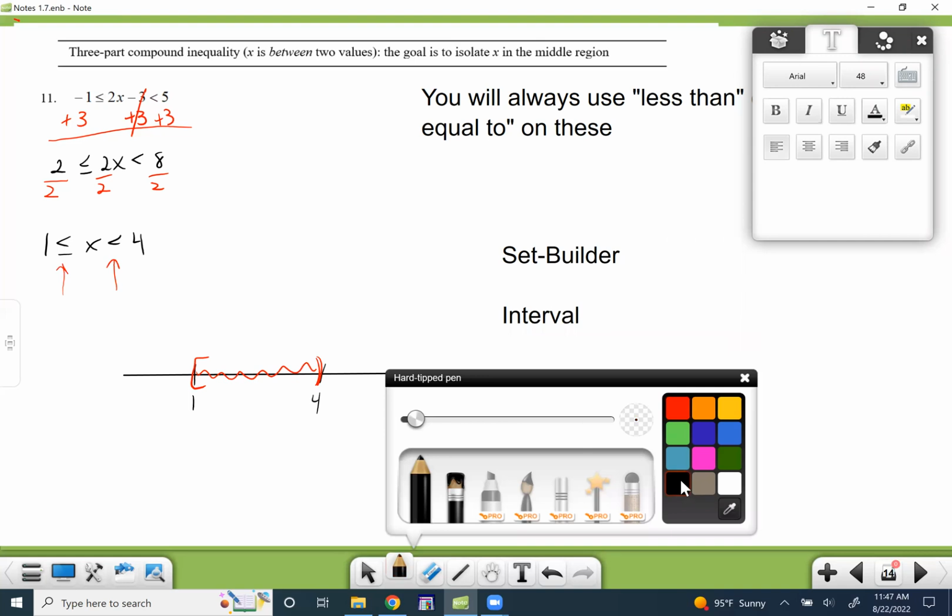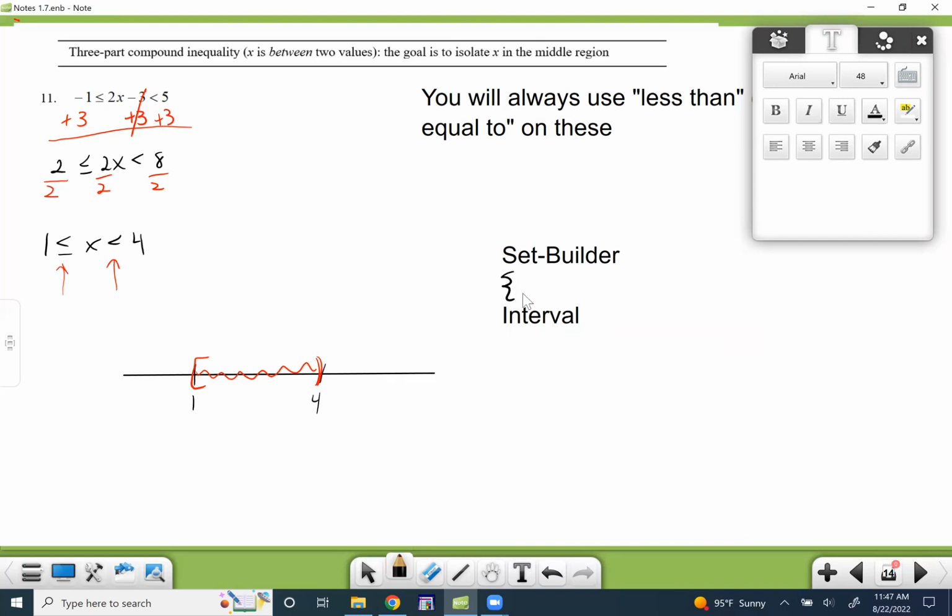Pretty straightforward. Our set builder is pretty straightforward, right? Squiggly bracket, all x such that, and then write your answer in that you got. It's much more straightforward than those last few where we had to think a little bit. And wow, the interval's like looking right at you. Okay, it's going to be a square bracket on the 1 and a parentheses on the 4.